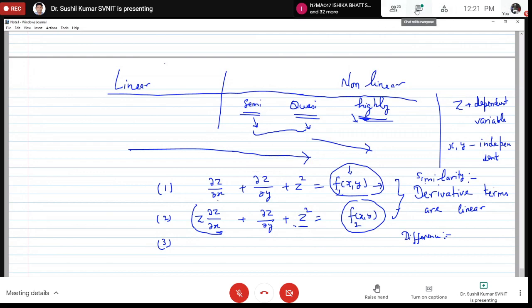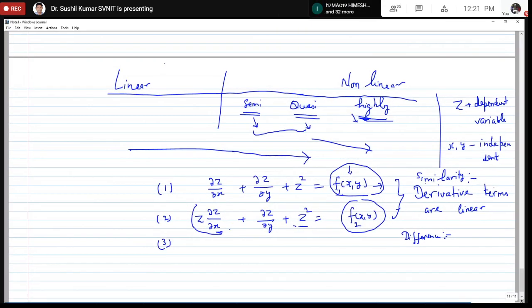It is very clear, both equations are written. What is the difference between the two equations? The dependent variable got multiplied with the derivative term, in the second equation. Okay, so here the coefficient in this equation is constant 1, but here it is z. So the difference is, in equation 2, the coefficient of the derivative term is z, meaning the dependent variable.